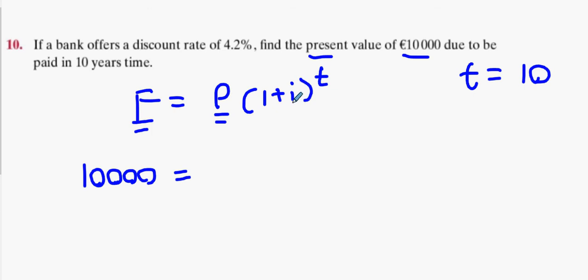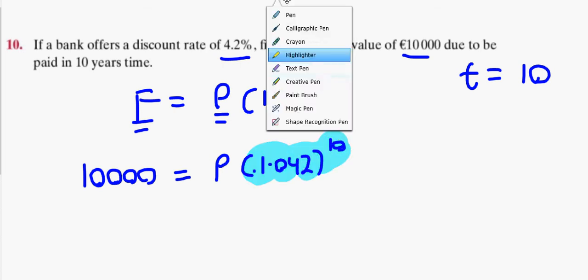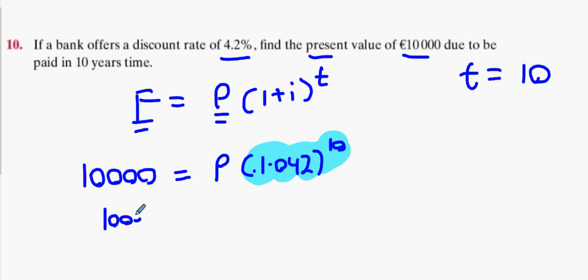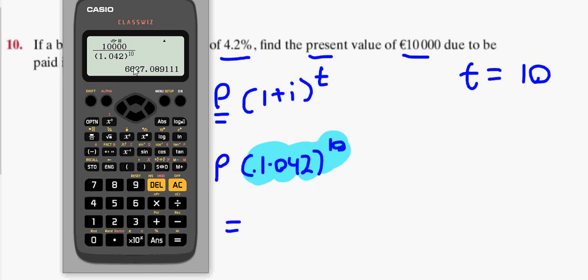But anyways, back to the question. We had to find out what money we need to invest to turn that into 10 grand. 1.042 to the power 10. Bring this underneath. Divide 10,000 by 1.042 to the power 10. Okay, and your answer, I already have it done here. Your answer will be 6,627 and 9 cents.